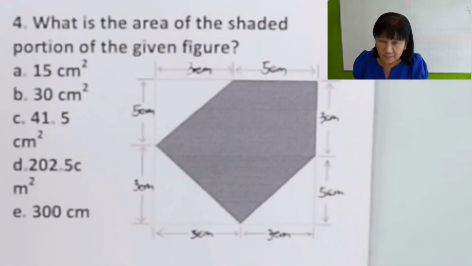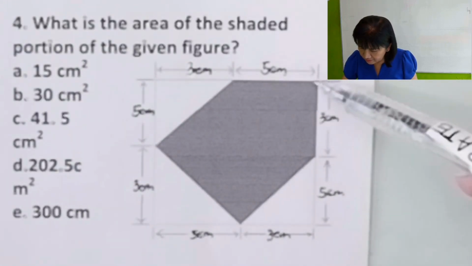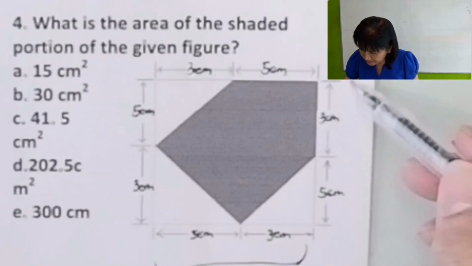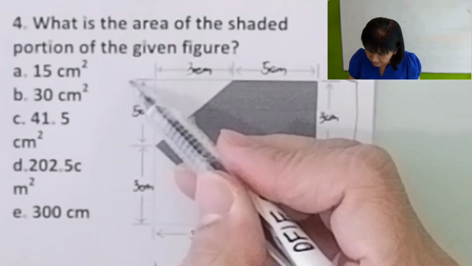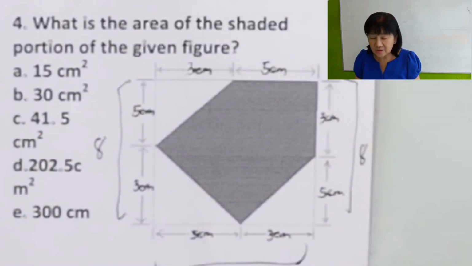Next, problem number 4. What is the area of the shaded portion of the given figure? Okay, let's take a look at this. This is 5, 3, 5, 3, so this is 8. 5, 3, so this is 8. So we see that we have here a square.